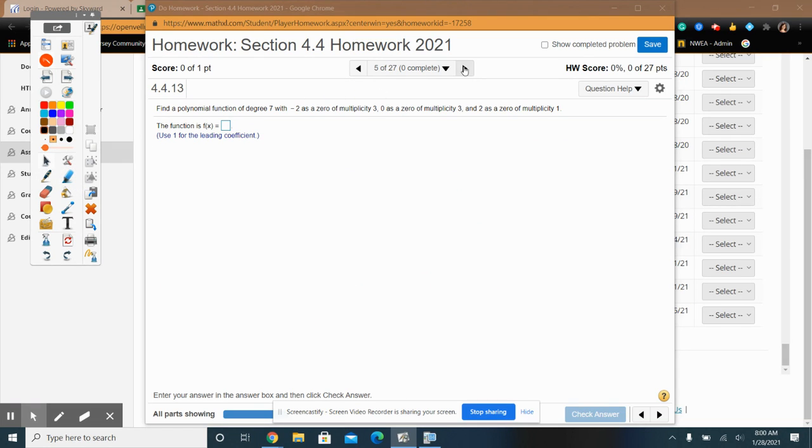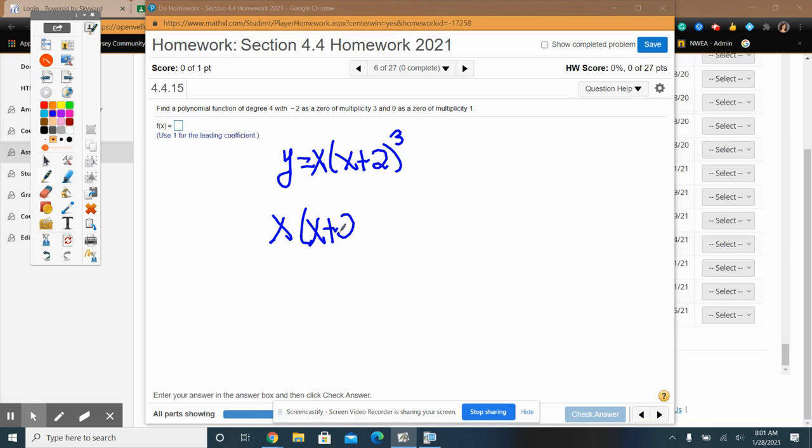Question 6, we are actually going to expand it out because it says degree 4. So since it says degree 4, we are going to go ahead and expand this one out. -2 is a 0, multiplicity 3 means x plus 2 is a factor with multiplicity 3, and 0 is a 0 with multiplicity 1, so I'll put the x in front. Go ahead and expand this one out, and we will multiply.